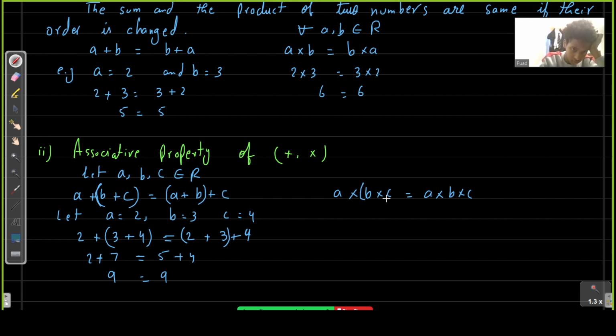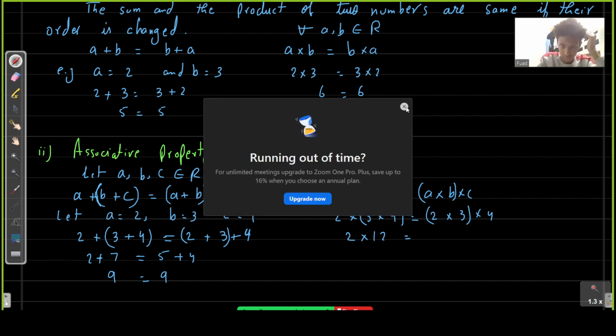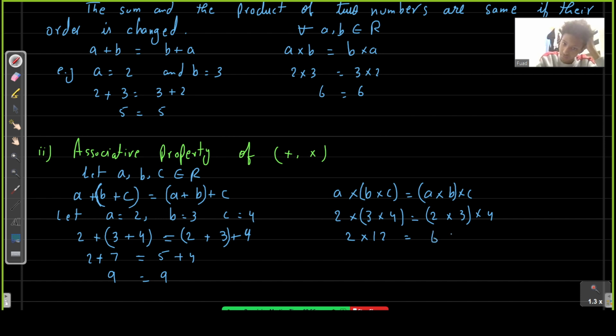The same way we can multiply three numbers by doing any formation, any preference. If I prefer to multiply b and c first, then the answer will multiply with a. In the same way, I'm going to put the values of a, b, c. So 2 multiplied by 3 multiplied by 4 is equal to 2 multiplied by 3 multiplied by 4. First, I'm going to multiply 3 and 4, then on the other side I'm going to multiply 2 and 3. So 3 4s are 12, and 2 times 3 is 6, times 4. So 12 twos are 24 is equal to 6 fours are 24. So this is our associative property.